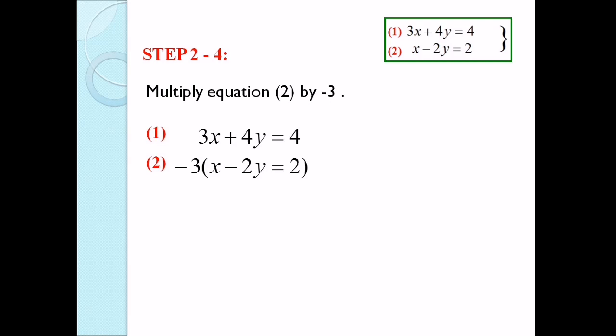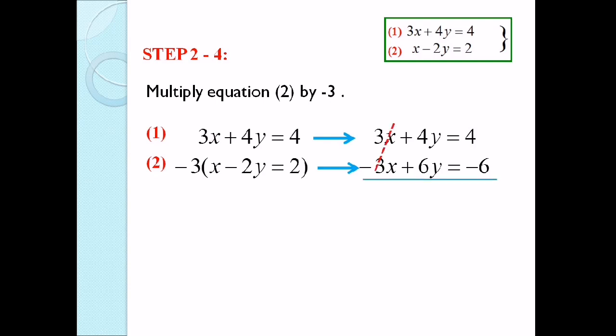Okay? So, for our equation 1, we just copy 3x plus 4y equals 4. And then, we need to multiply each term by negative 3 para maging additive inverses. So, negative 3 times x is negative 3x. Negative 3 times negative 2y is positive 6y. And negative 3 times positive 2 is negative 6. So, therefore, meron na tayong additive inverses, which is variable x na ating i-eliminate because 3x minus 3x is 0. So, dito ay masolve natin si variable y.